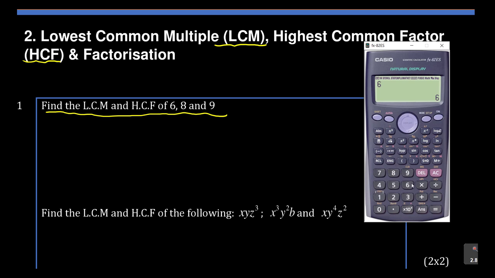What do you see? Let's do it again. You say 6, shift, equal to, and then you press shift and that key with FACT. 2 times 3. Thank you. Now, always rely on those things.